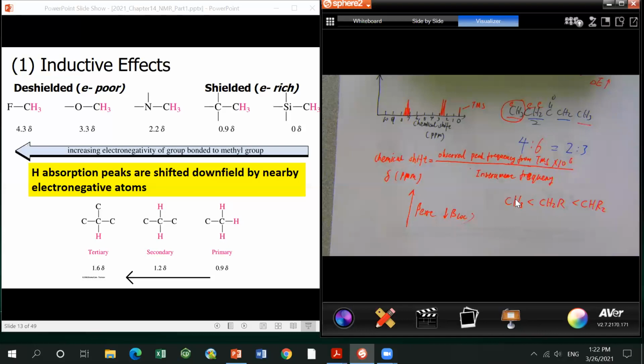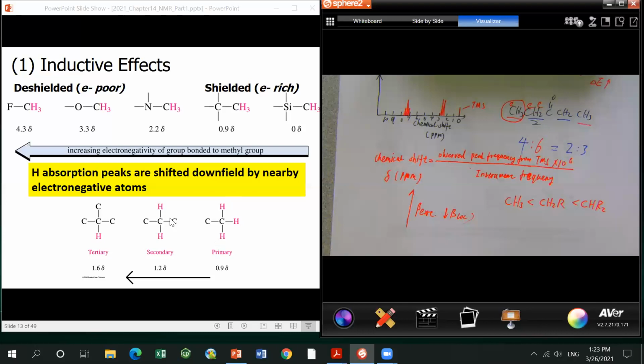Why is it like that? Because carbon has a little higher electronegativity compared with hydrogen. So the tertiary has three carbons, a little higher electronegativity, so that's a higher chemical shift, followed by secondary. The primary has just three hydrogens and only one carbon, so it has a low electronegativity.